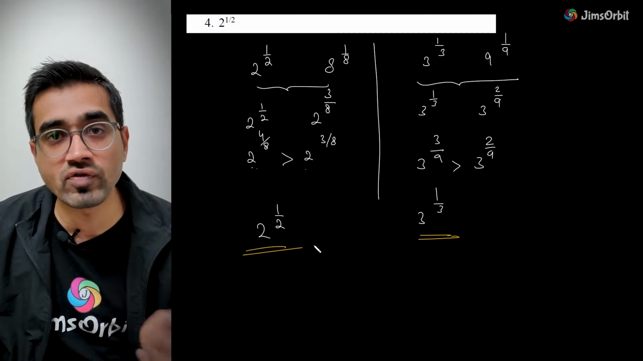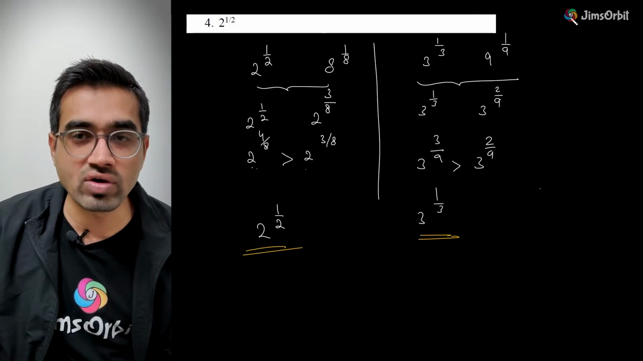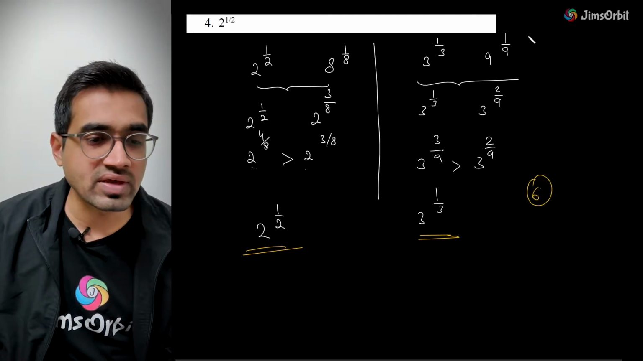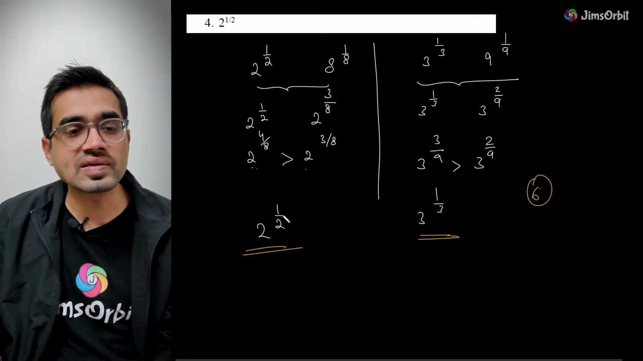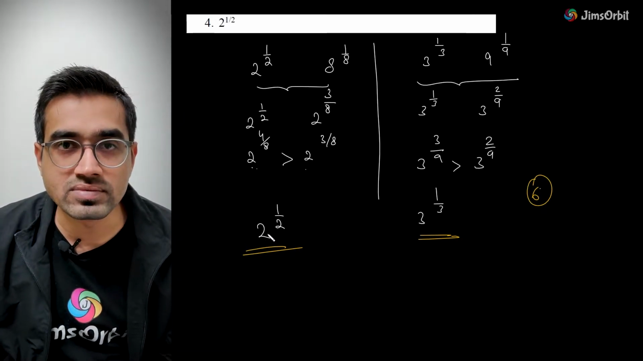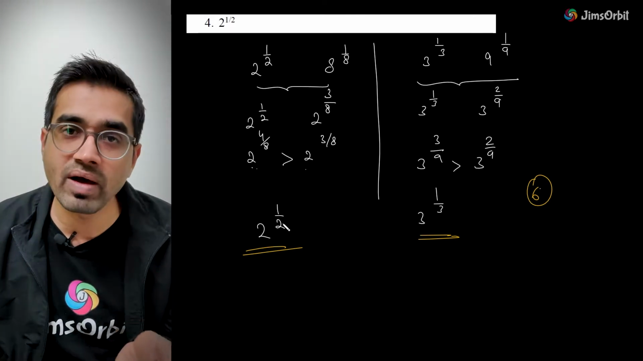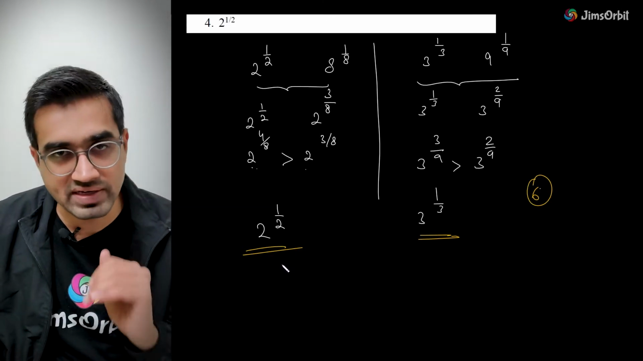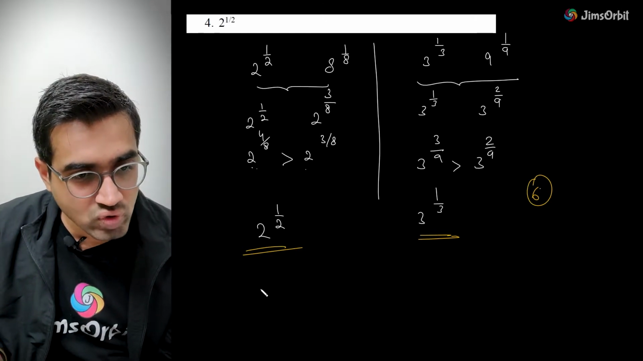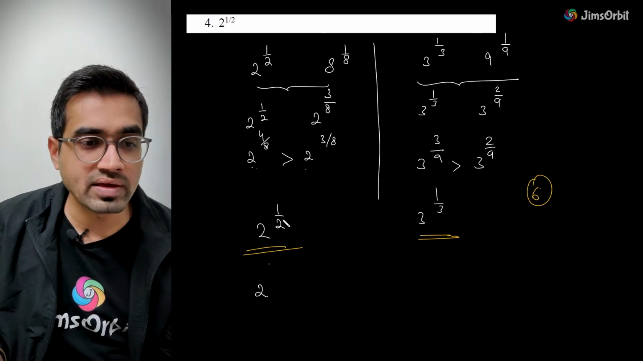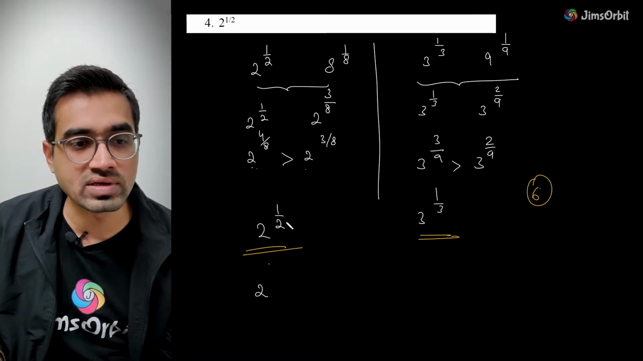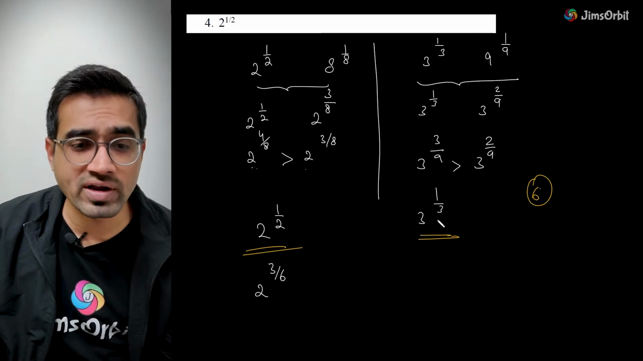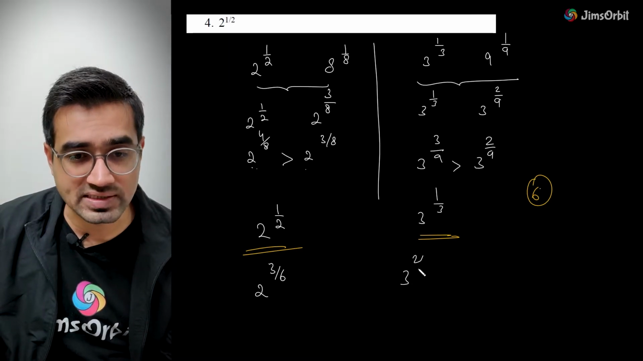We know that the LCM of 2 and 3 is 6. This means that if I can convert this into something like the fractional power 6, basically, we can easily compare these two. To do this, there is a very simple way out. Now you can say that this is 2 to the power, what will it be? If I have to make 6 here, this will be 3 by 6. And this will be 3 to the power 2 by 6.